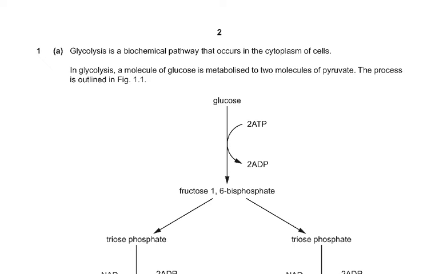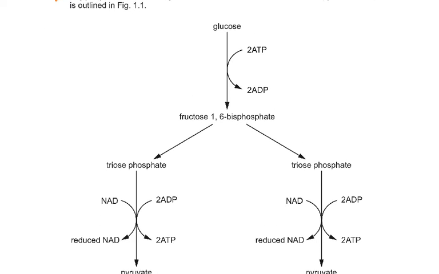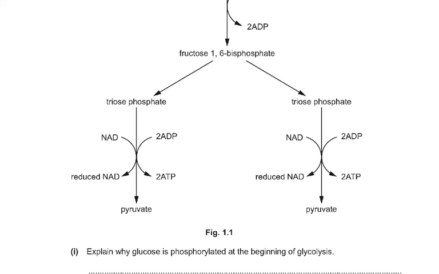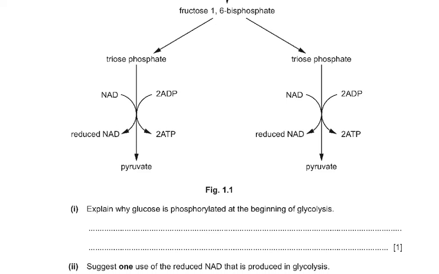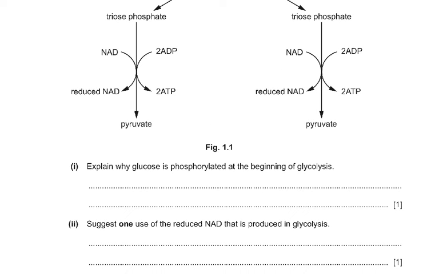Glycolysis is a biochemical pathway that occurs in the cytoplasm of cells. In glycolysis, a molecule of glucose is metabolized to 2 molecules of pyruvate. The process is outlined. You can see all that as a very nice outline of it. Explain why glucose is phosphorylated at the beginning of glycolysis. Now, I'm not reading the whole question, but I expect you to read the whole question when you're attempting the paper. So why is glucose phosphorylated?